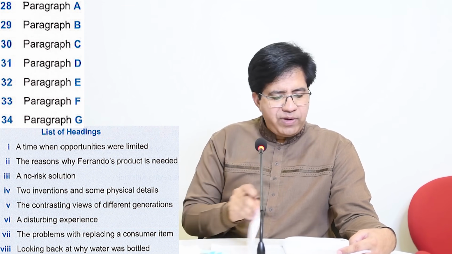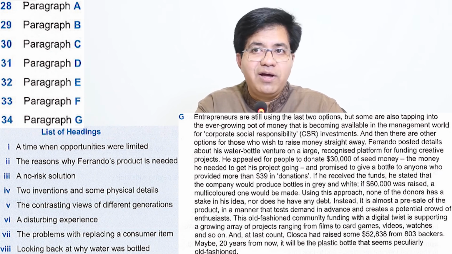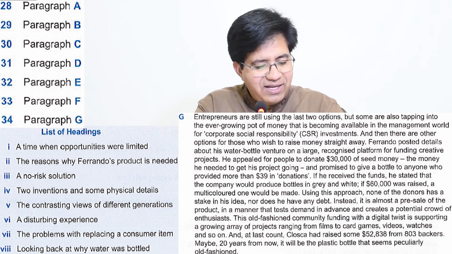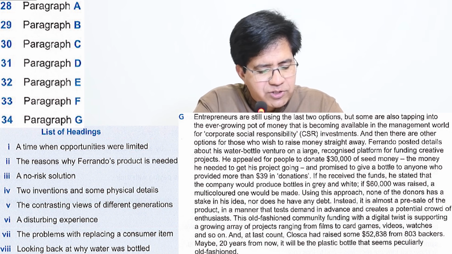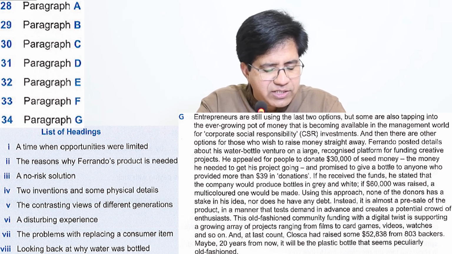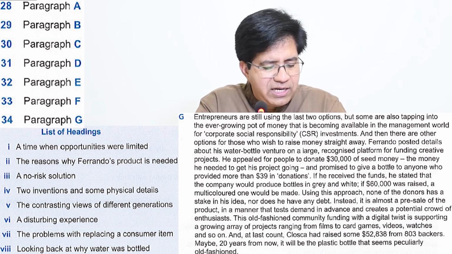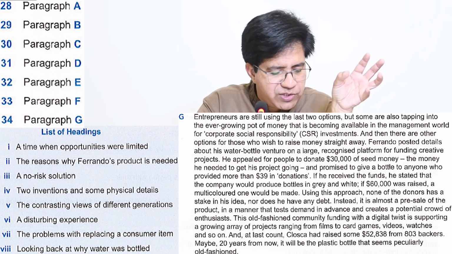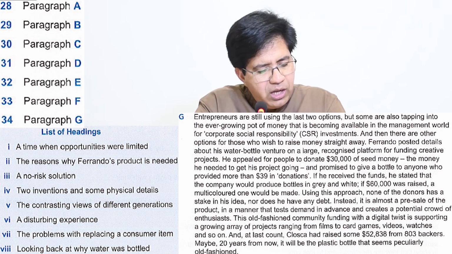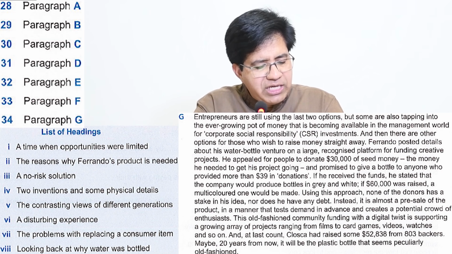Now we've got the last question and paragraph G. And see, some headings are extra, so you cannot take the risk. Okay, now we've got G. Entrepreneurs are still using the last 2 options, but some are also tapping into, they're discussing about that. Then have you read about this platform? $30,000 of send money. Got it? So we've read this part already and it answered one of the questions. Okay. Now please come to this. Using this approach. Yes, sir. Found it? Yes, sir. Paragraph G.